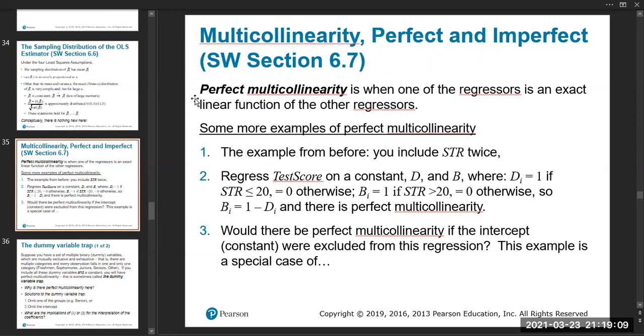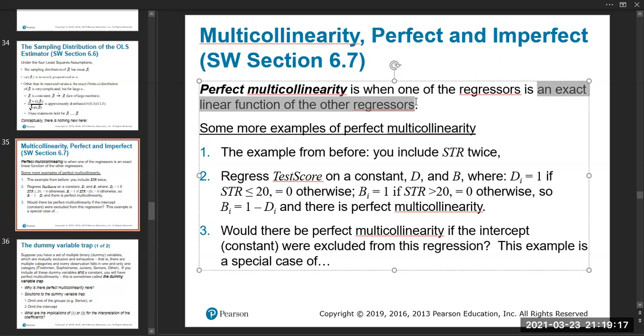Perfect multicollinearity is when one of the regressors is an exact linear function of the other regressors. Some more examples: the first one is you include STR twice. The second one is you regress test score on D and B, where D is a small class dummy and B is another dummy for large class. D and B are exactly opposite. So it's the female-male example, and there is a perfect collinearity here.